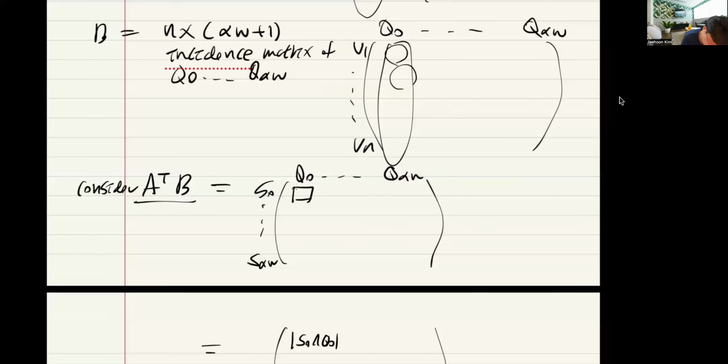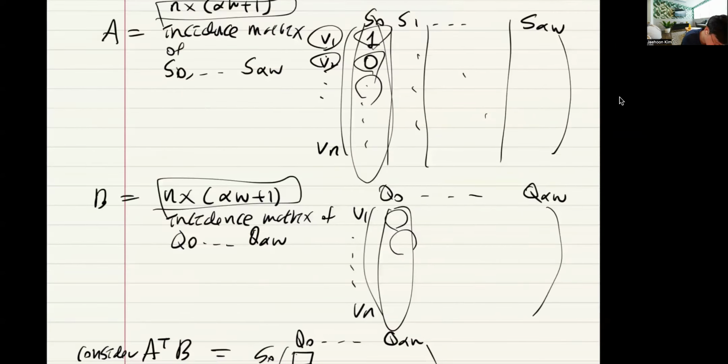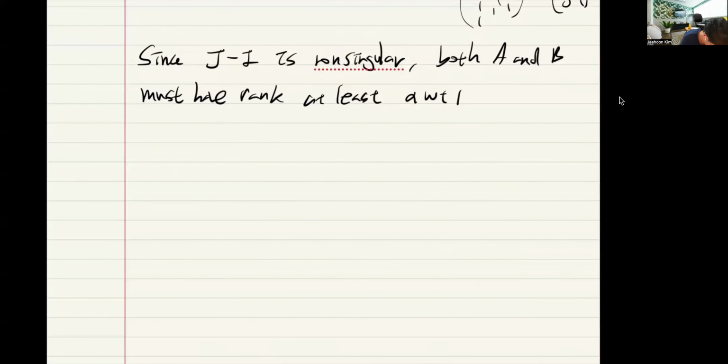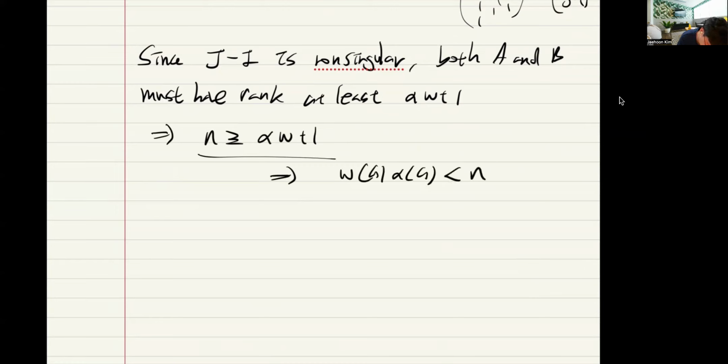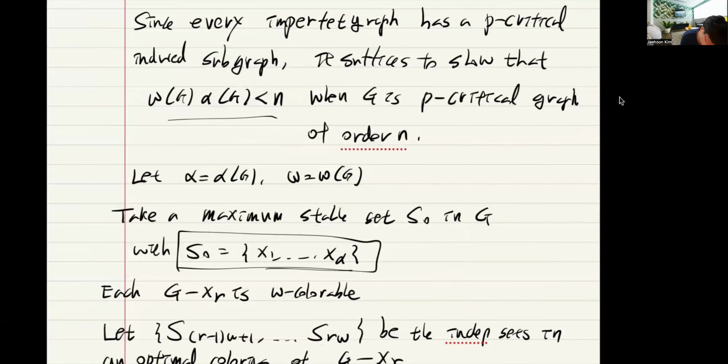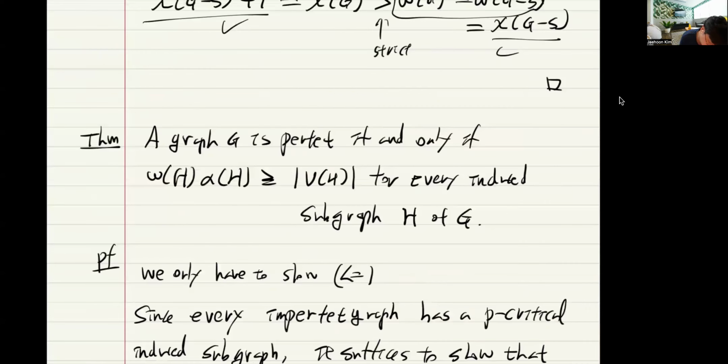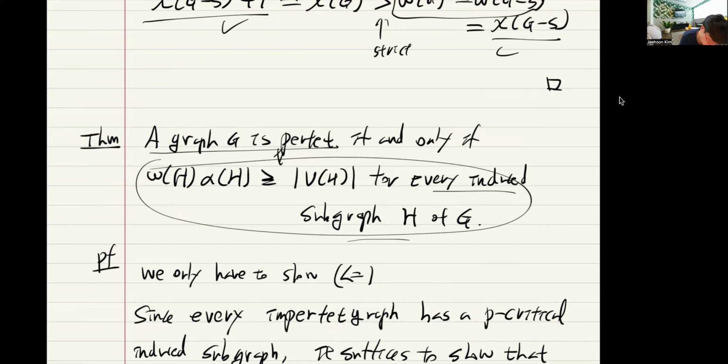But what do you know? This is an n by alpha omega plus 1 matrix. So n has to be at least alpha omega plus 1 to make sure that A and B have rank at least alpha omega plus 1. So this shows that omega of G times alpha of G is smaller than n, which proves what we want. So if it is minimally imperfect, then this holds. That means if this is imperfect, there must be an induced subgraph satisfying this equality. You take the contrapositive, then this implies that it is perfect.